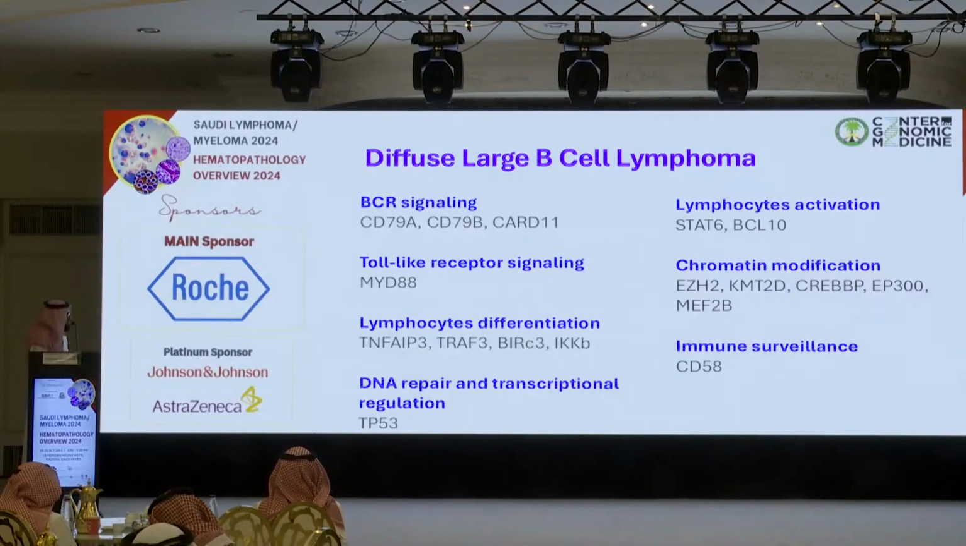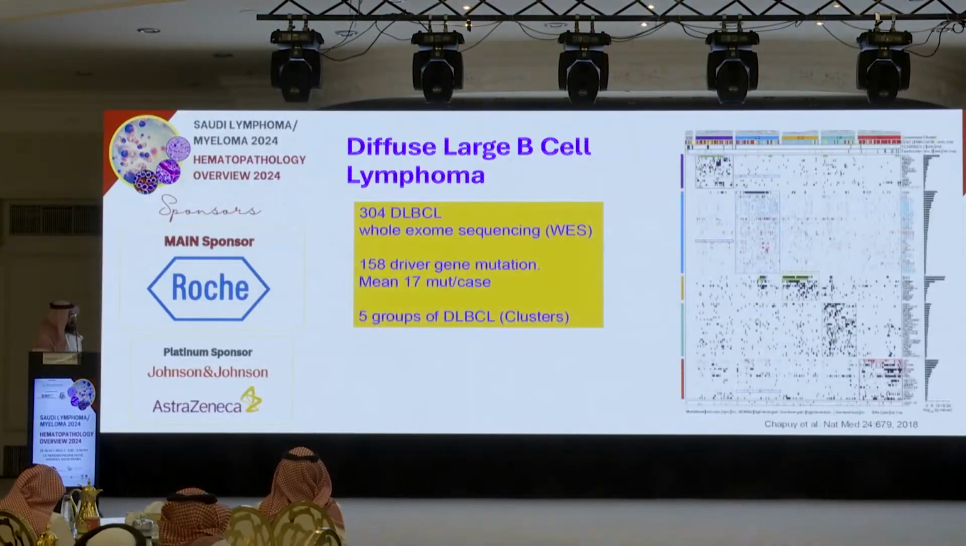Some of these genes are important for lymphocyte activation, some in chromatin modification, and some are very critical for immune surveillance. I will not touch on high-grade B-cell lymphoma because Dr. Nasser gave us an excellent overview about high-grade and MYC rearrangement. But let's see how we can classify the diffuse large B-cell morphology.